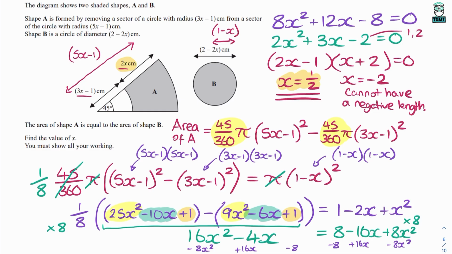So it's obviously always just test the positive one first. If the positive one works, then chances are the negative won't. But it is important to test your answer there, not just assume that because it's come out as a negative number, that means you can't have it. Okay, so there we go.